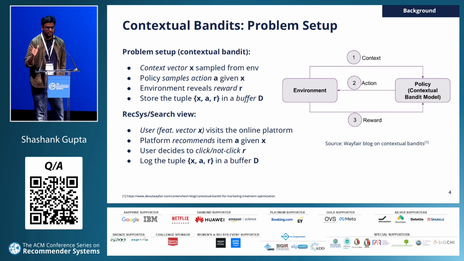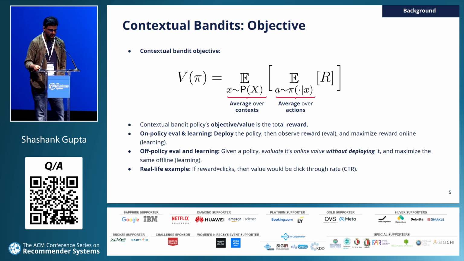Now this is the general view, but because this is a RecSys conference, what is a RecSys view? A user visits the platform. Let's say you're running a bandit on a consumer app. The user visits the app, which means the user has some features, and then the platform recommends an item. That is the action. Then the user decides to click or not click or give any other feedback, which is R, and then we log this. So this is the RecSys view.